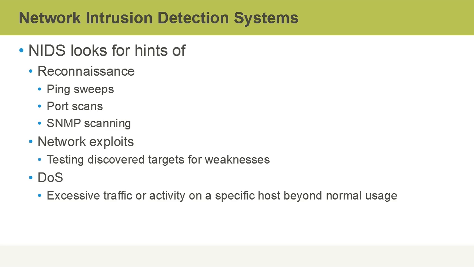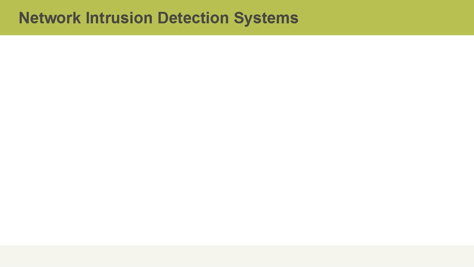We might also have a NIDS that looks for hints of denial of service attacks. A denial of service attack, or DoS, essentially is excessive traffic or activity on a specific host beyond normal usage. Now, that might be executed by locally installed malware, or it might be executed even over the network.